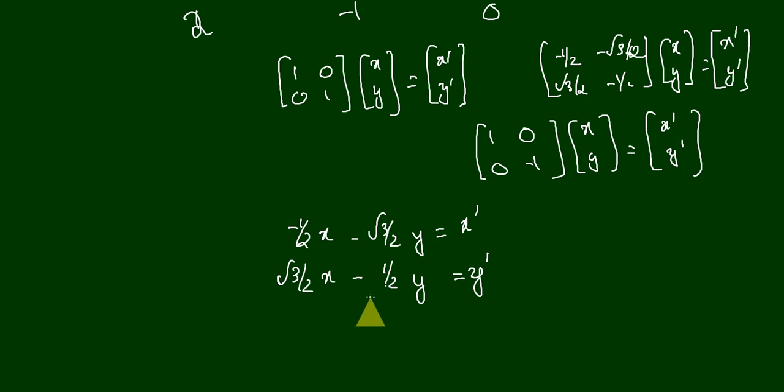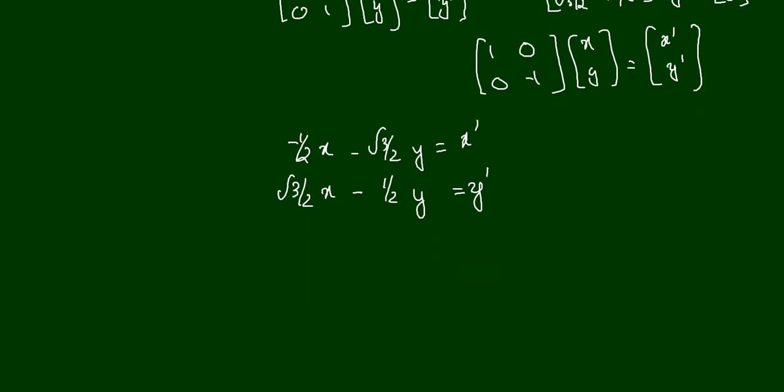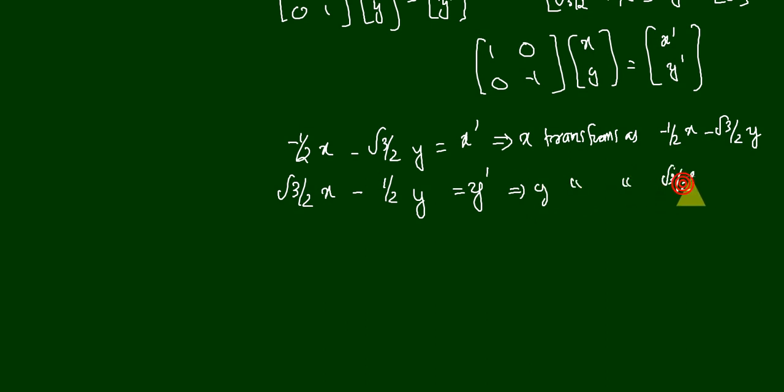Okay, let me write it because these words are very important. Let me write it like this: x transforms as minus half x minus root 3 by 2 y, and y transforms as root 3 by 2 x minus half y. Where does this happen, in which operation? This happens during the C3 operation.